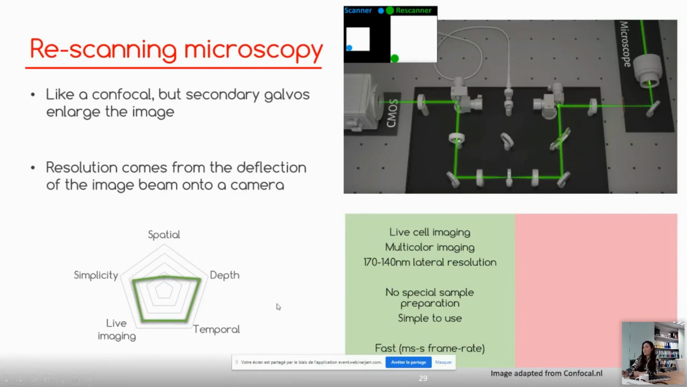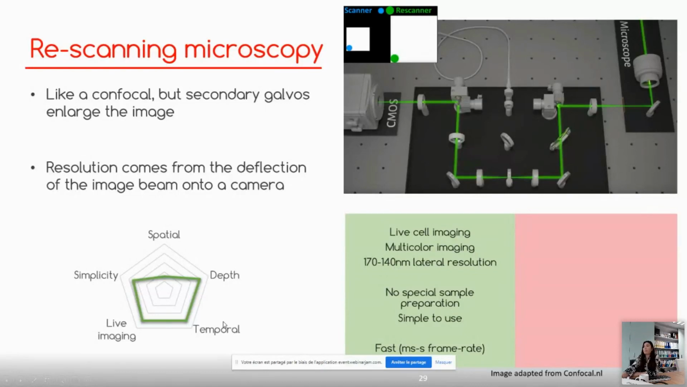This technique is versatile. It allows you to work with live cells. You can do multiple colors. Your resolution, you can on average get 170 nanometers. That's still below that 200 nanometer level. And with more deconvolution in your image processing, you can get up to 140.